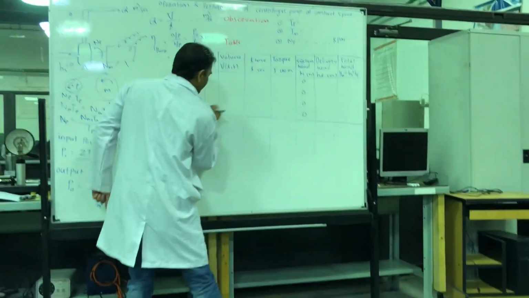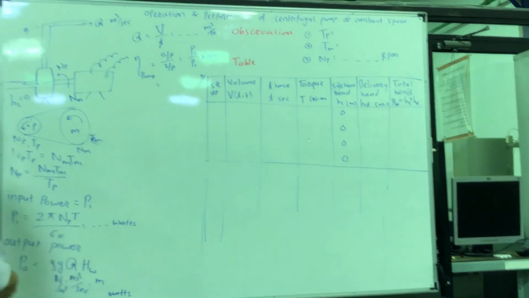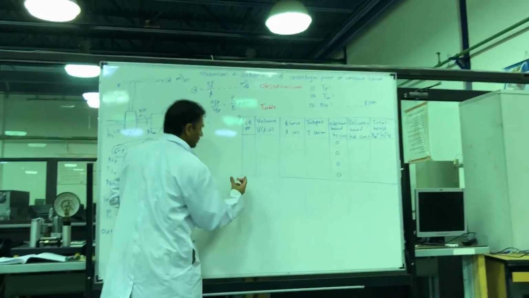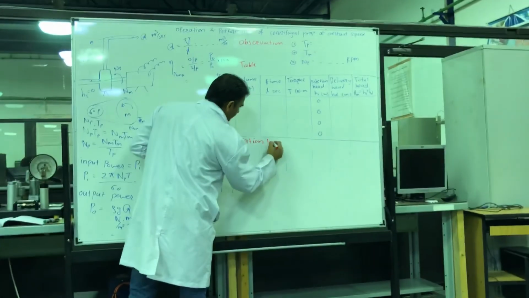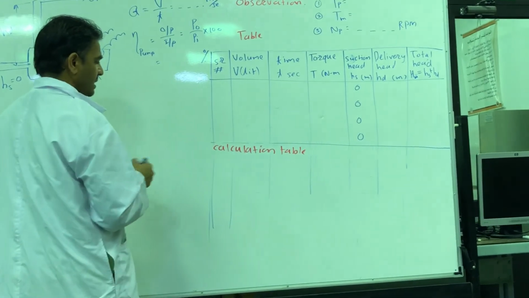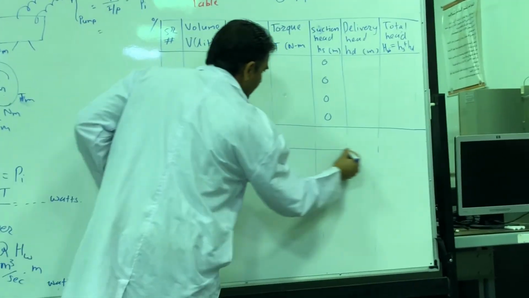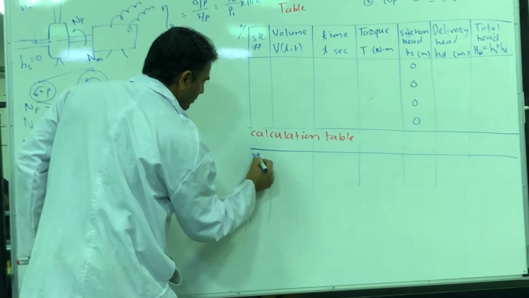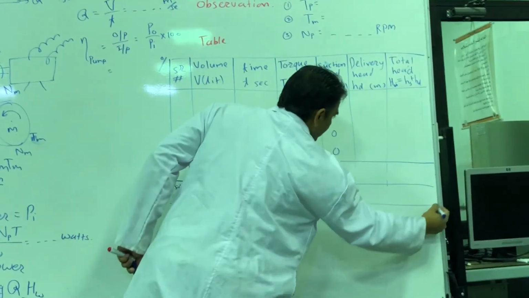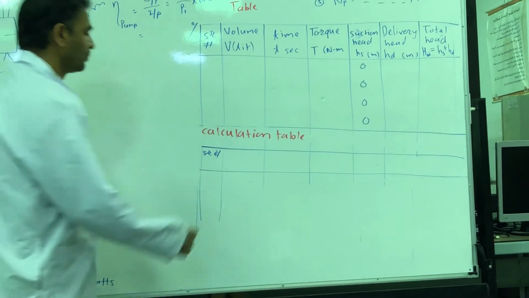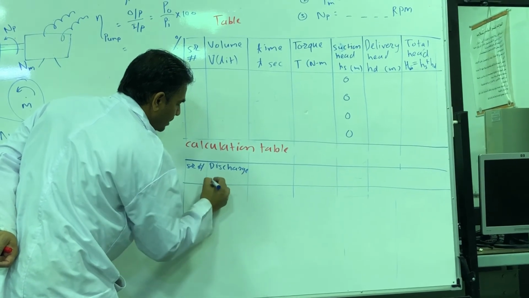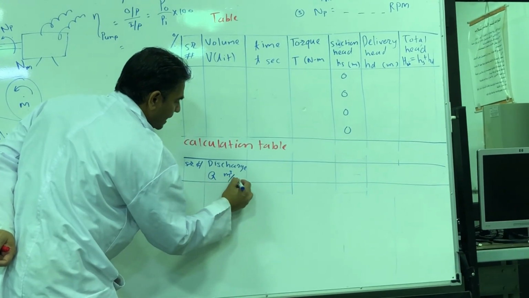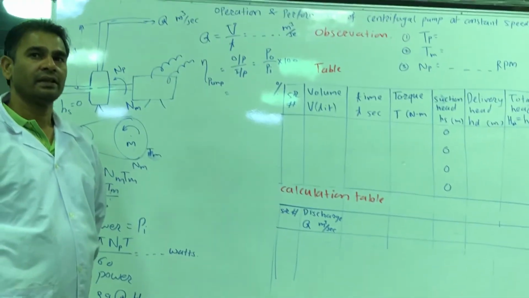Now how to write the calculation table? Calculation table. So first is serial number. Already we have serial number. Now what can we calculate easily? Q, discharge. Discharge Q in meter cube per second. Formula we have already.